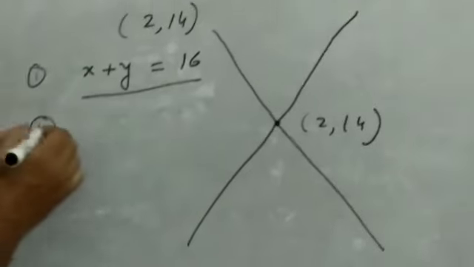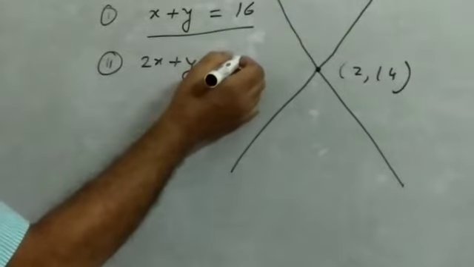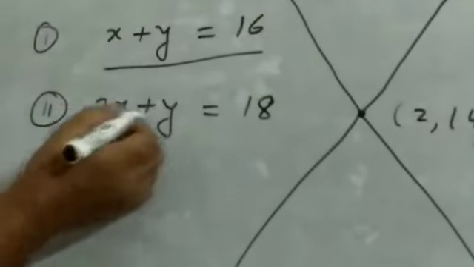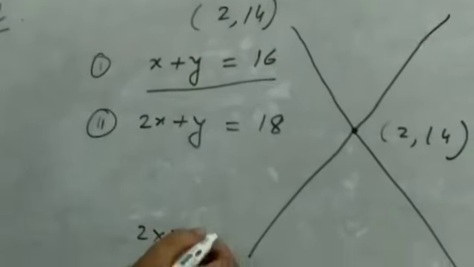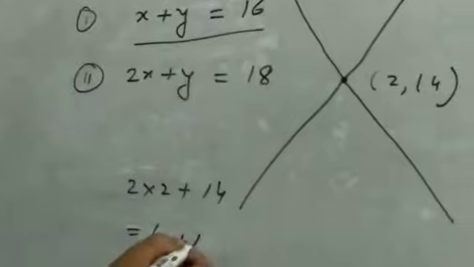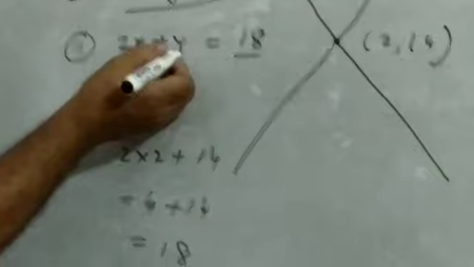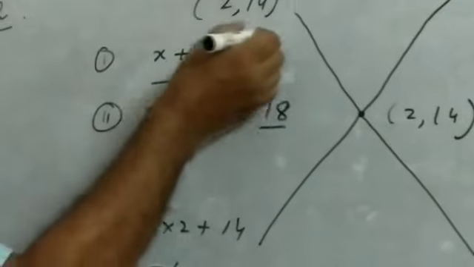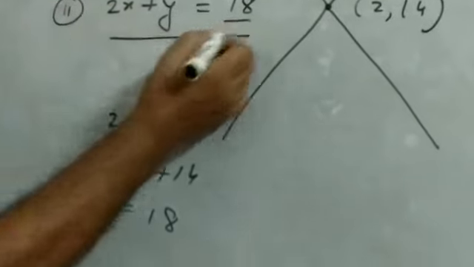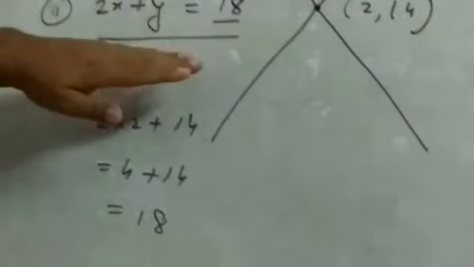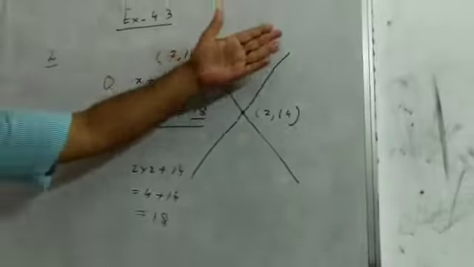Now another equation we write, suppose 2x plus y is equal to 18. Put the value of x as 2: 2 into 2 plus y is 14. Now it is 4 plus 14, which is equal to 18. So this is another equation. This equation cannot be repeated, we have to write another. So we got 2x plus y is equal to 18. Now these two equations we have written, and we can write equations in other ways also.